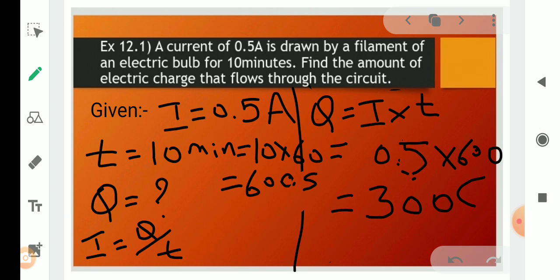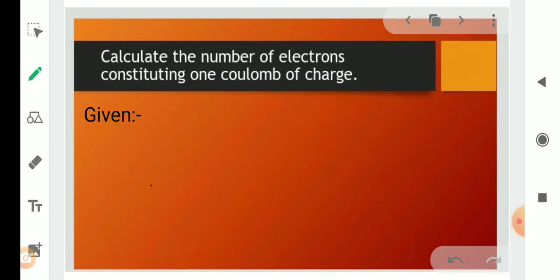So the amount of electric charge that flows through the circuit is 300 coulomb. Yes, I is equal to 0.5 and T is 600. So multiply I into T, that is 0.5 into 600. If you multiply, you are going to get the charge Q is equal to 300 coulomb. So always you have to write the unit, the SI unit of charge here. So 300 coulomb. Okay, let us move on to the next example.